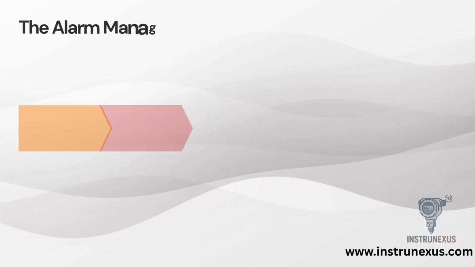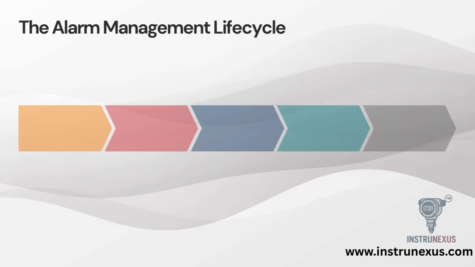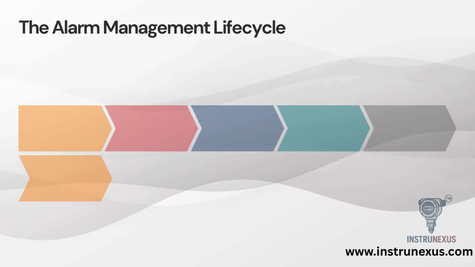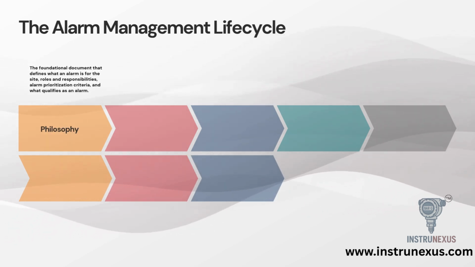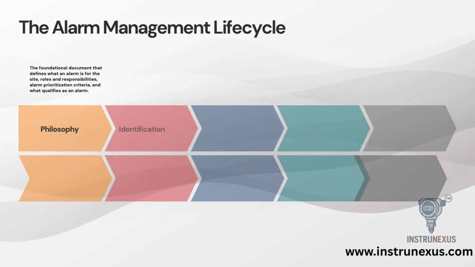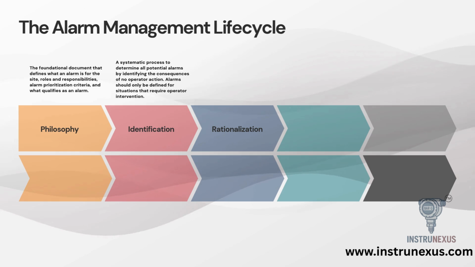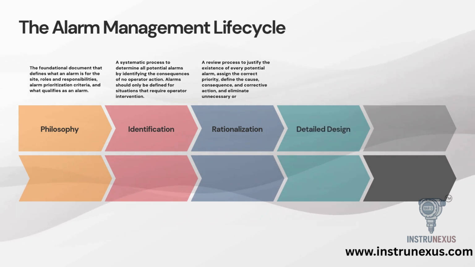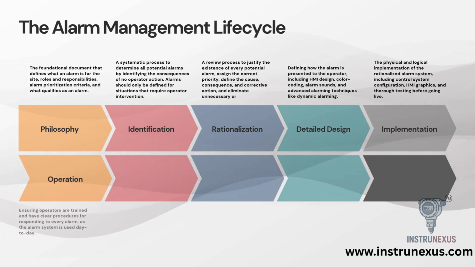This diagram right here is the heart of the standard, the Alarm Management Lifecycle. It is a continuous improvement process containing 10 key stages. It starts with philosophy, where we set the rules. We then move to identification and rationalization to determine what alarms we need. Then comes detailed design and implementation to build them. Once running, we enter the operation and maintenance phases.